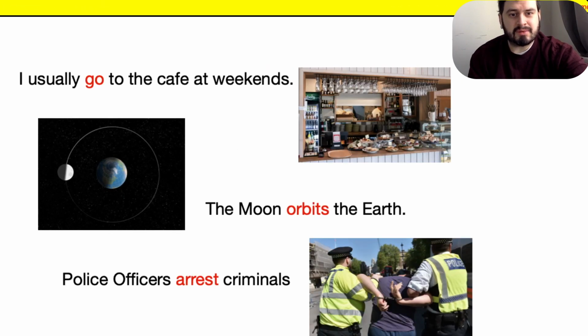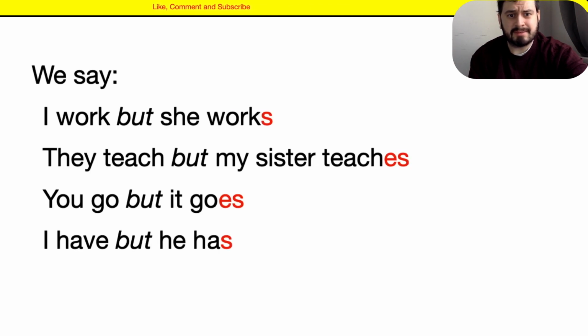Here are some more examples. I usually go to the cafe at weekends. Do you? The moon orbits the earth. Police officers arrest criminals. Arrest means, like in the picture, can you see? Orbit means go around something in space. So the moon orbits the earth and the earth orbits the sun, right?